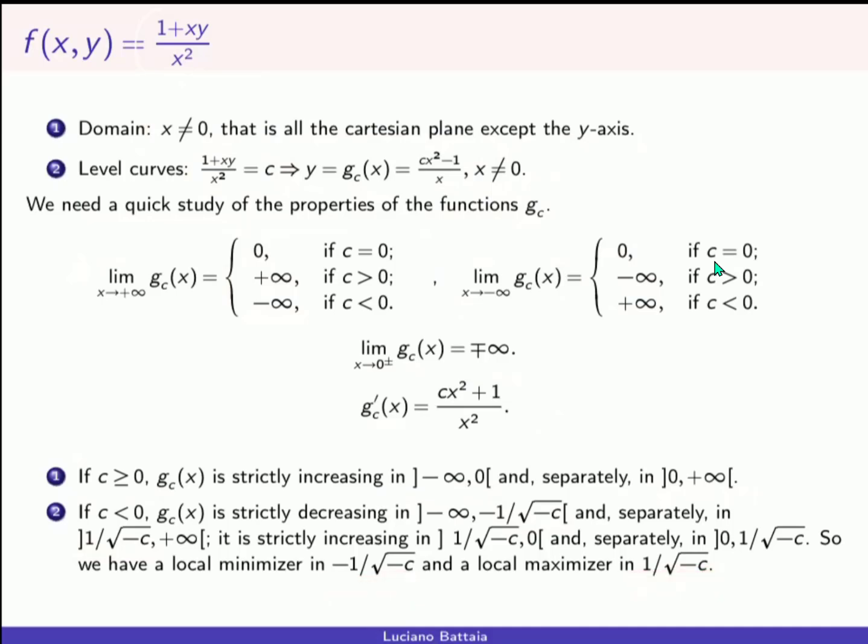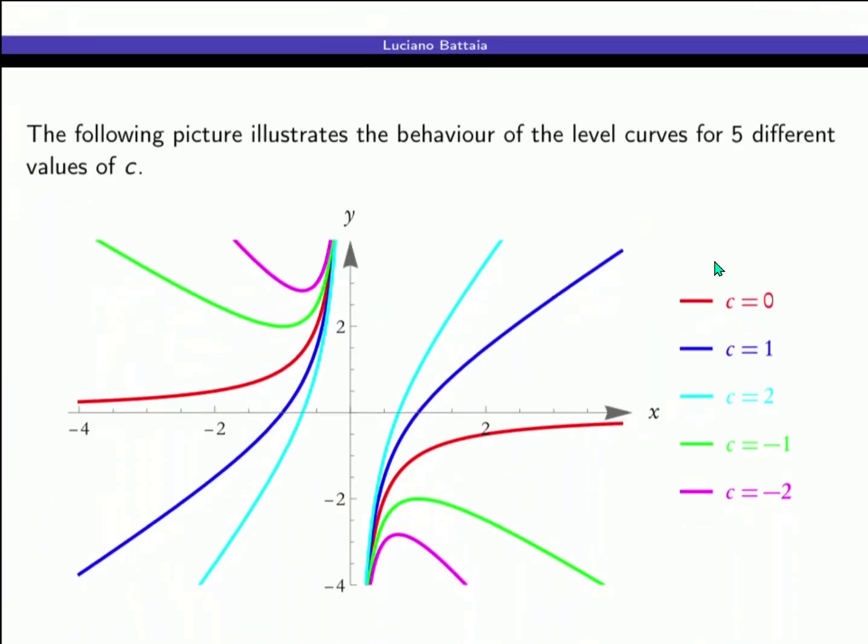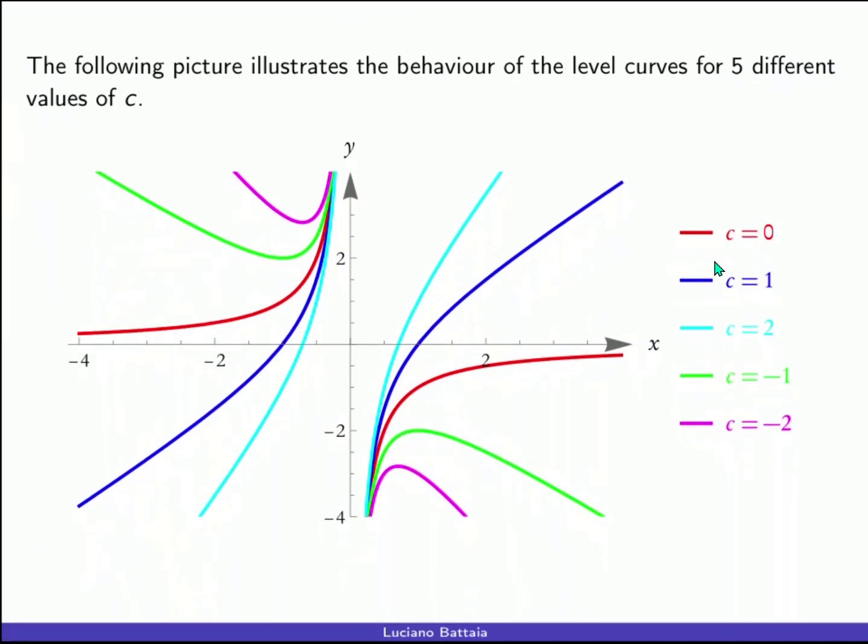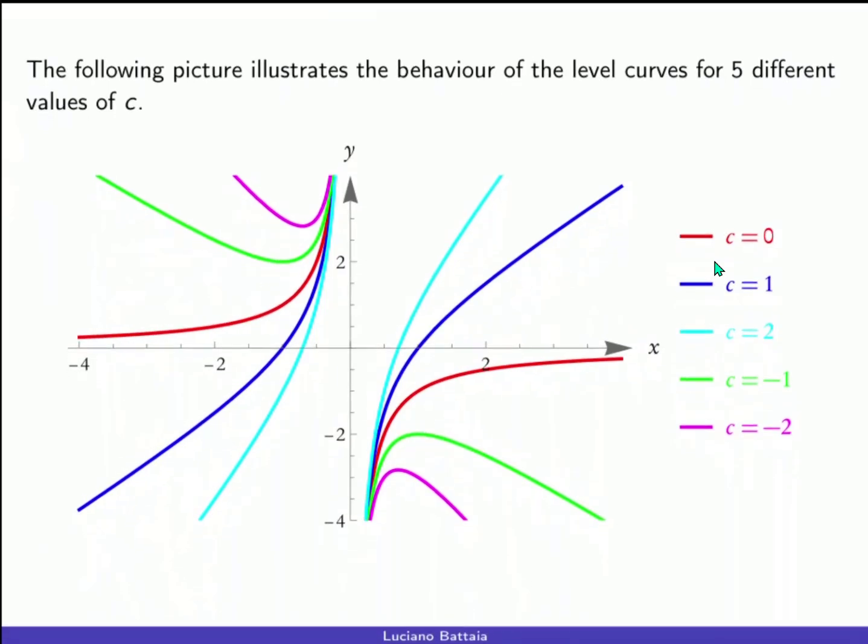The following picture illustrates the behavior of these level curves for 5 different values of c. c equals 0, the red; c equals 1, the blue; c equals 2, the cyan; c equals minus 1, the green, and here we have a minimum here and the maximum here; c equals minus 2, the magenta, and also here we have a minimum and a maximum.